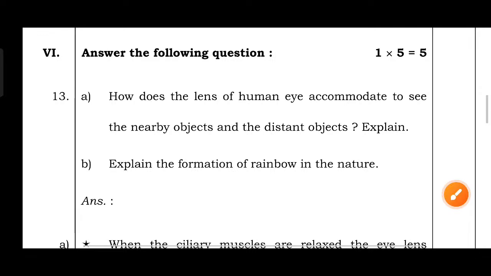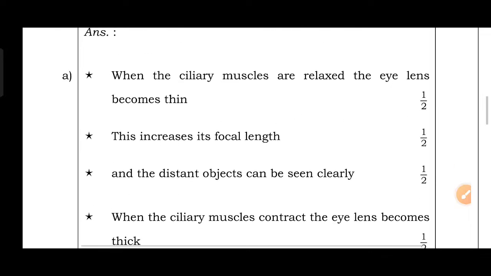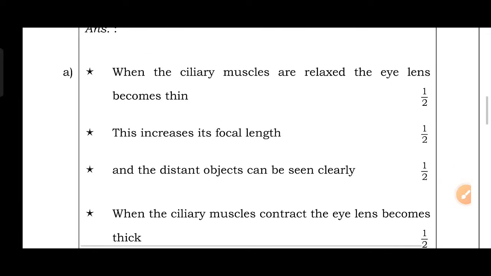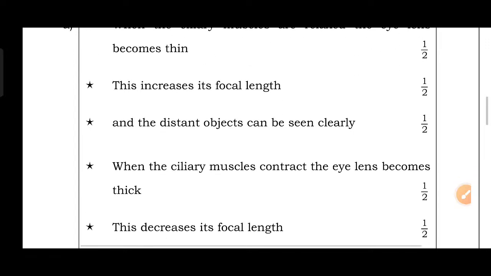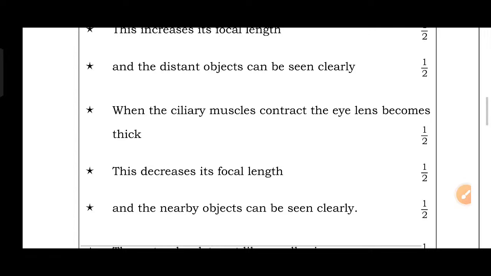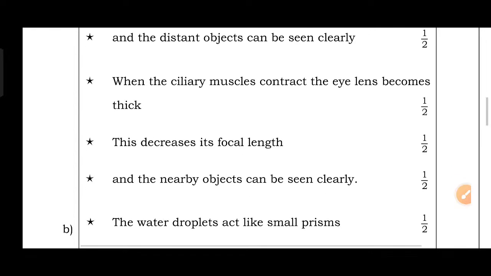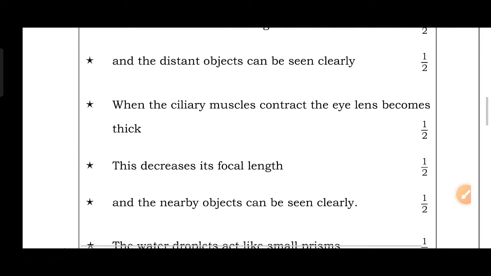Answer the following questions. 5-mark questions. Then 13th question A. How does the lens of a human eye accommodate to see nearby objects and distant objects? Explain. When the ciliary muscles are relaxed, the eye lens becomes thin. This increases the focal length and distant objects can be seen clearly. When the ciliary muscles contract, the eye lens becomes thick. This decreases its focal length and nearby objects can be seen clearly. This is the answer.